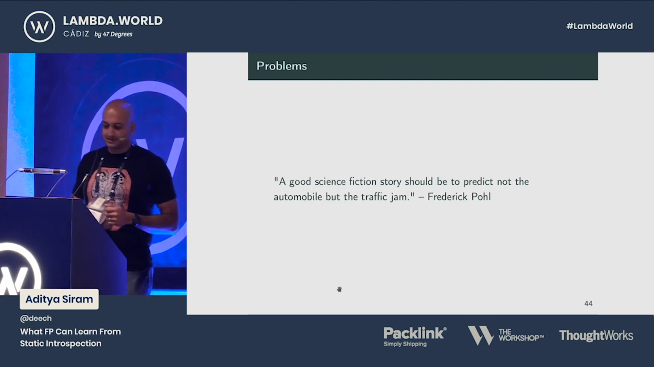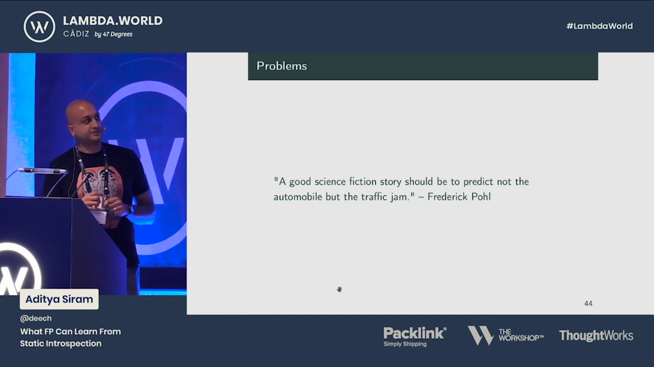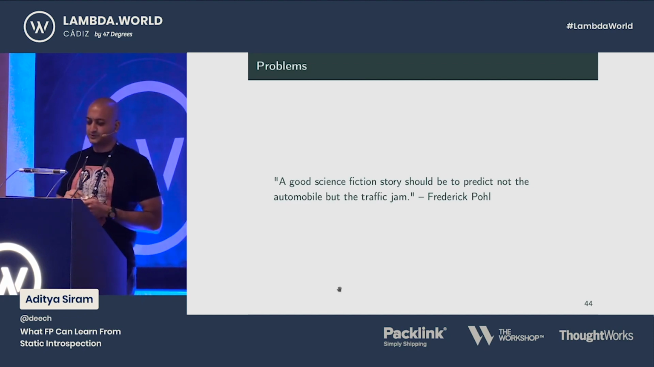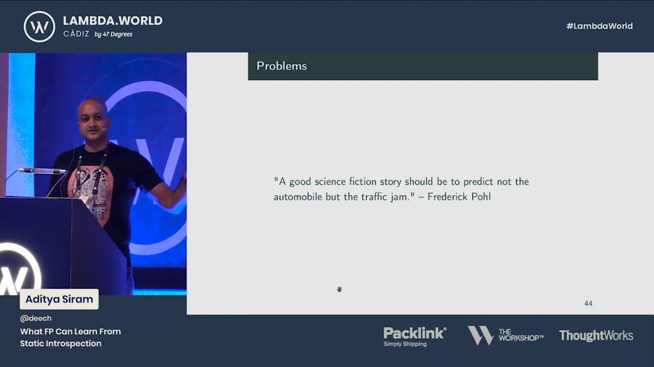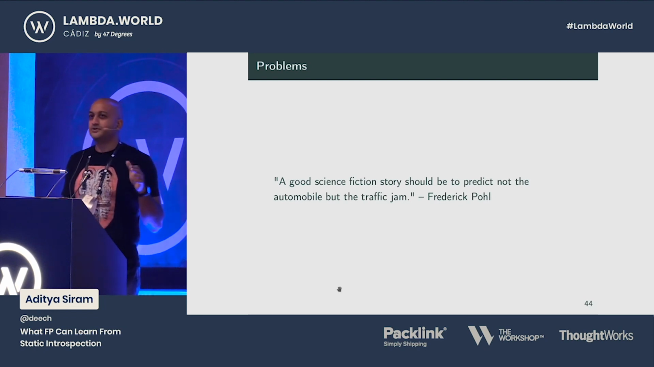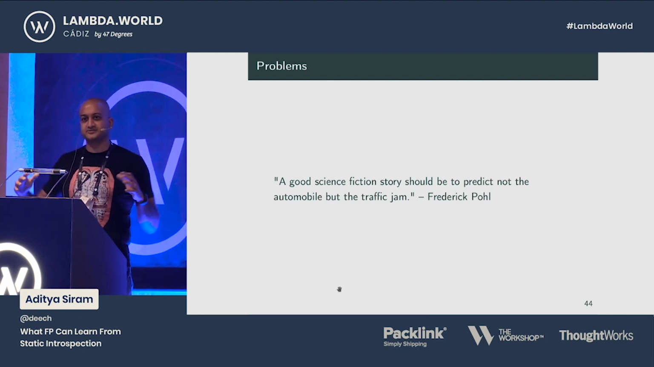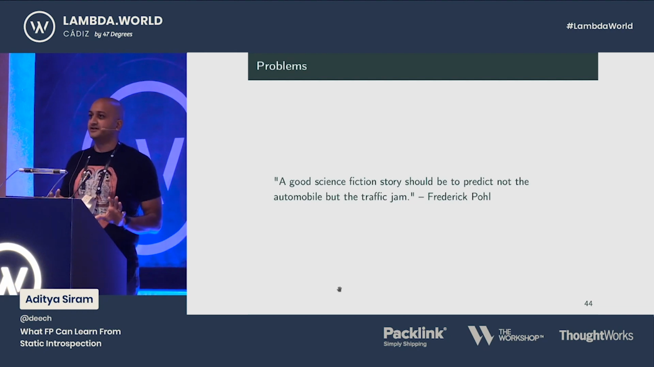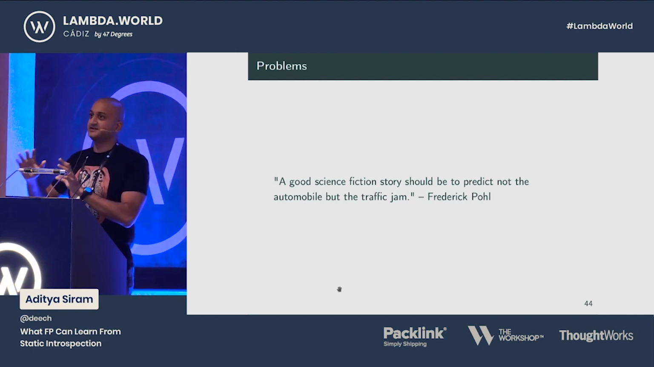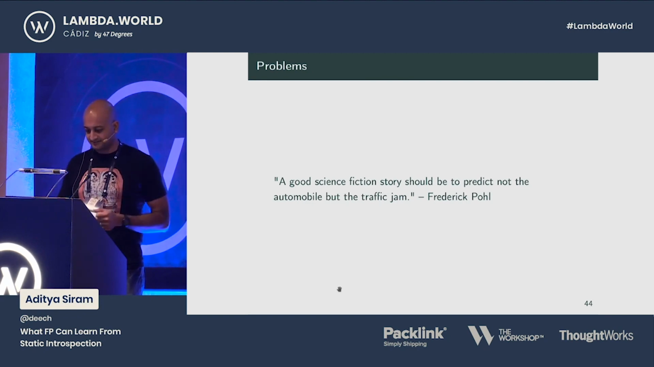So, I'm going to close out a little bit. Let's talk about the problems. This is one of my favorite quotes: a good science fiction story should be able to predict not the automobile, but the traffic jam. So this is a science fiction story that I've told you right now. I don't know of a typed functional language that has doubled down on static introspection and compile time evaluation. So here are some problems that I predict that you might have. This is not an evangelism talk. This is sort of a, hey, take these ideas, but here are some caveats.